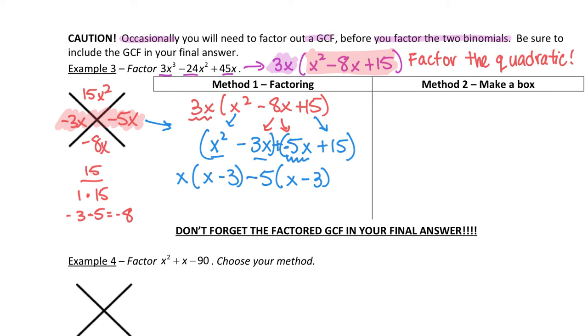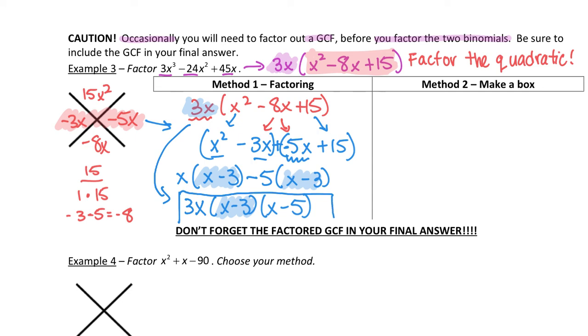When I put this all together, I'm going to get x minus 3, so we factor that out, so these two match, and that becomes this part. And I've got x minus 5 left over, and don't forget, we had this 3x that I said to save for the end. So now's the end, and we're going to bring this down, put it in front. This is my final answer. Oh my goodness. Let's take a look at the box method.